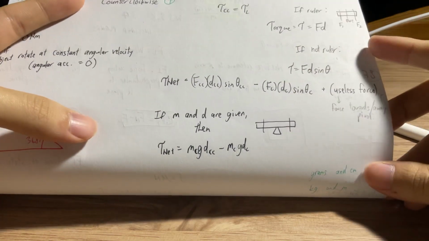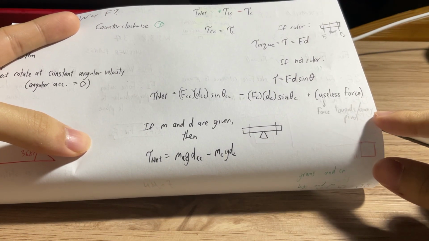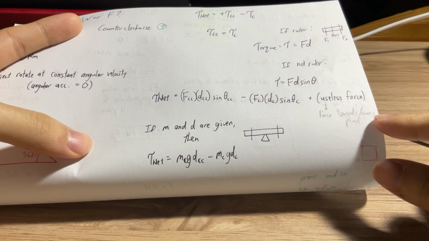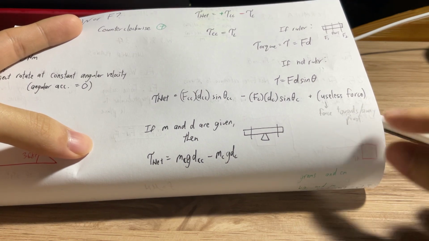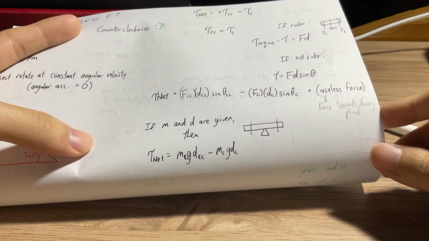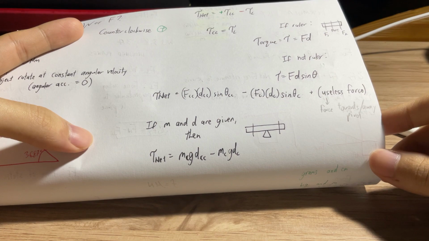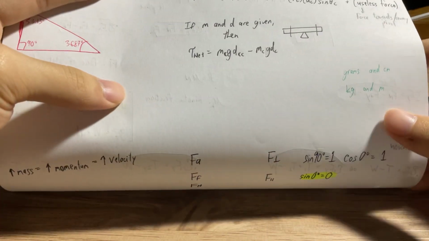So yes, useless force, this is always going to be the force that intends to go towards the pivot or the fulcrum itself. So yes, it's considered useless since it's not going to change anything in how the lever could possibly move, or the ruler could possibly move.